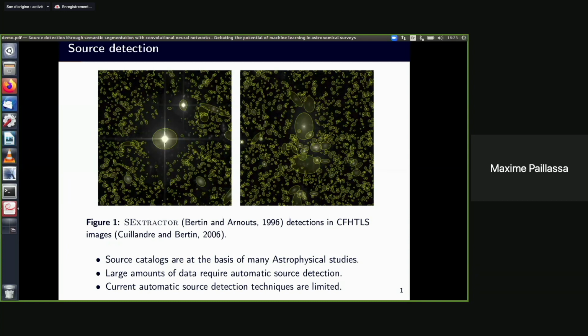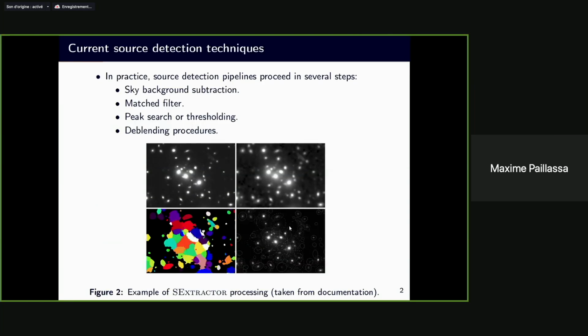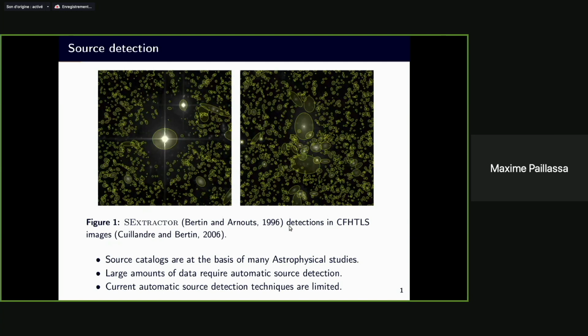And now we all know that with the large amounts of data that we are gathering, we need automatic source detection software. We already have some, like SExtractor, of which I show some detections here in the Canada France-Hawaii Telescope Lensing Survey. But we see that we suffer from some limitations: we cannot detect some sources near this bright star, or we fail at deblending sources in some places. So we want to improve source detection techniques.